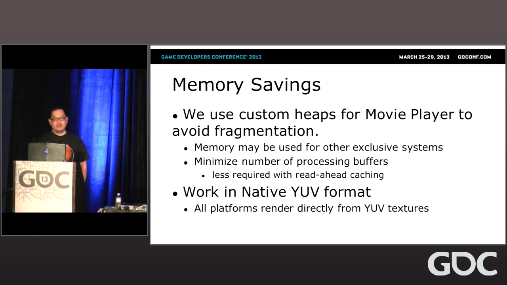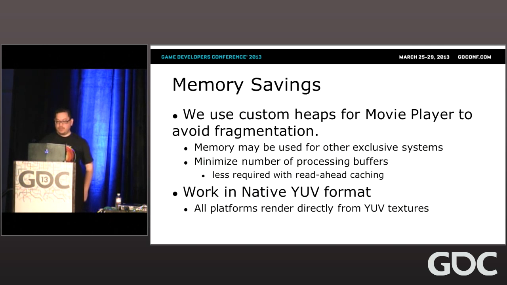Another thing we had to worry about is memory savings, because we're doing our movie playback during the time that we use the most memory, which is loading and instancing data. We use custom heaps for the movie player to avoid fragmentation. And when we're not playing back movies, we actually allow this heap to be used for other systems. We try to minimize the number of read-ahead buffers, and there's less work required with the read-ahead caching.